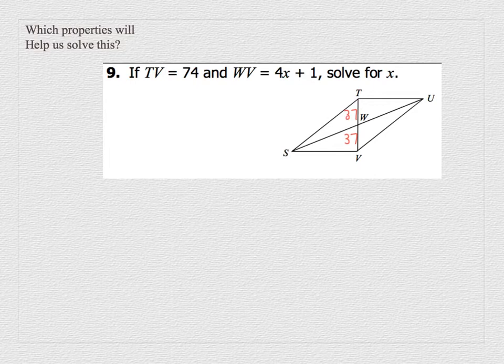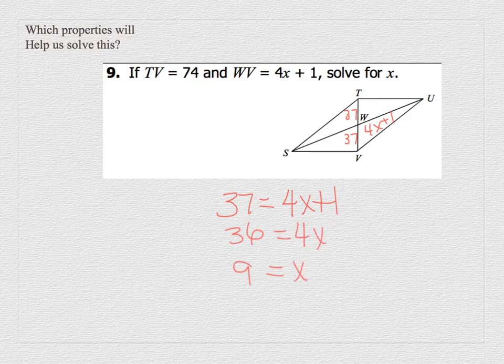W to V is also 4x plus 1. So what we know is that the diagonals bisect, so 37 is going to be the same as 4x plus 1. Try your algebra out and let's see if you're correct. Alrighty, and x is equal to 9.